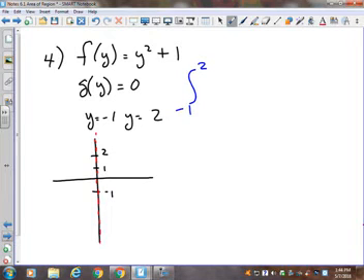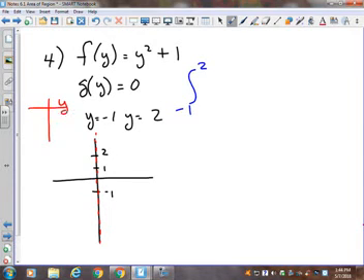Just like earlier when I had f of x equals 0 was a horizontal line, anything about g of y equals 0 means it must be x equals 0. So there's where that line is. Now we've got to figure out where the other one is. And to do that, you probably want a table.